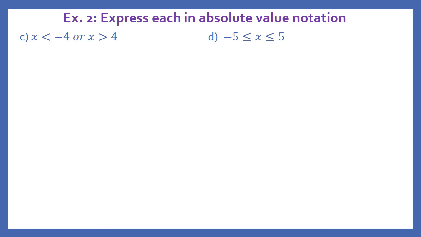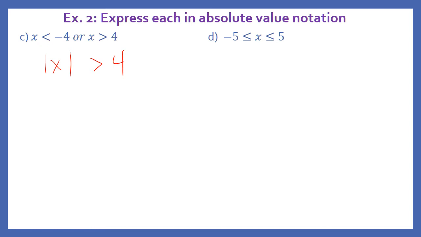So if you had the inequality x is less than negative 4, so that would be negative 4, negative 5, negative 6, that's more than 4 away from 0. And then x is greater than 4, 4, 5, 6, that's more than 4 units away from 0. Since they don't have the equal to signs on them, it would be absolute value of x, and we're more than 4 units away, greater than 4.